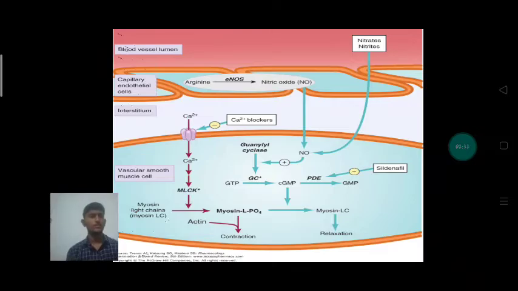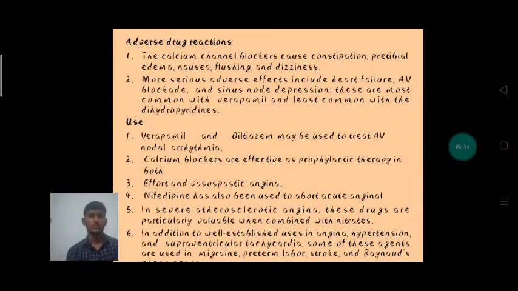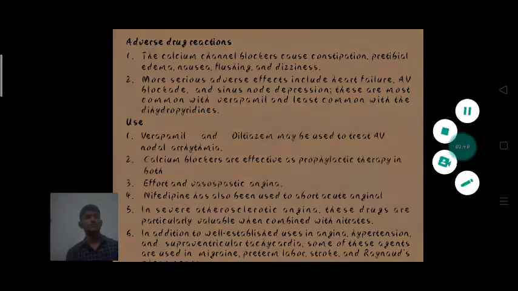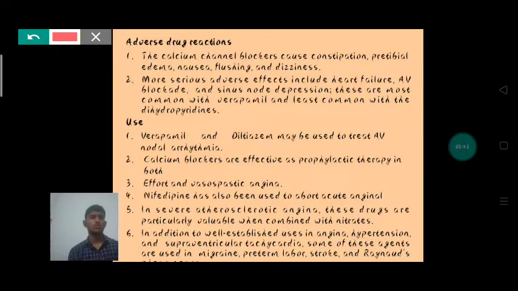Moving further, in the next slide we are going to see the uses and adverse effects of calcium channel blockers. Adverse effects: calcium channel blockers cause constipation, pretibial edema, nausea, flushing and dizziness. These are the side effects. Flushing is a side effect because calcium channel blockers cause vasodilation. Due to vasodilation there is flushing of the skin. Flushing means there is redness on the skin.